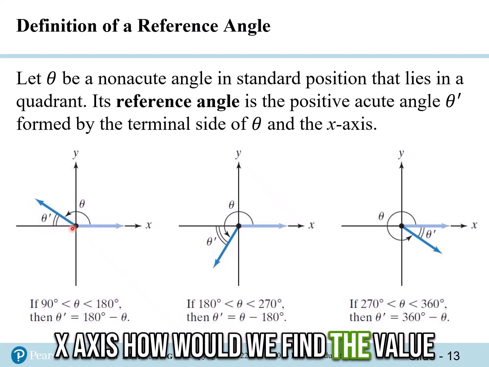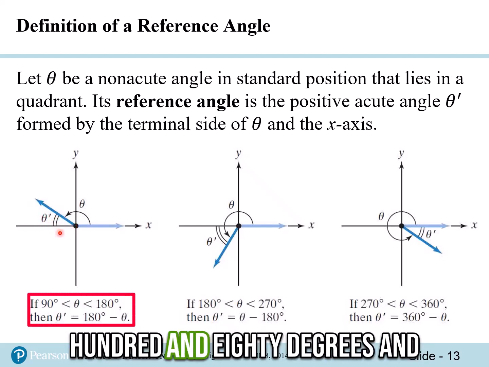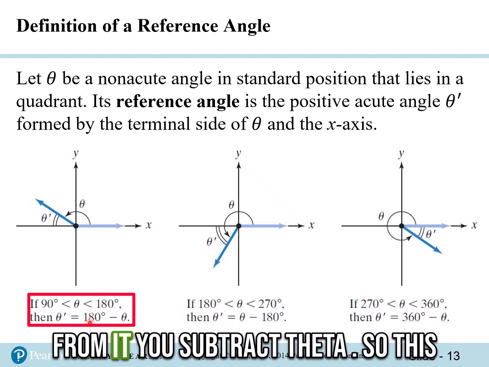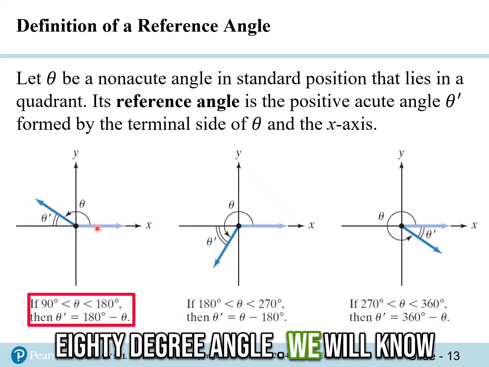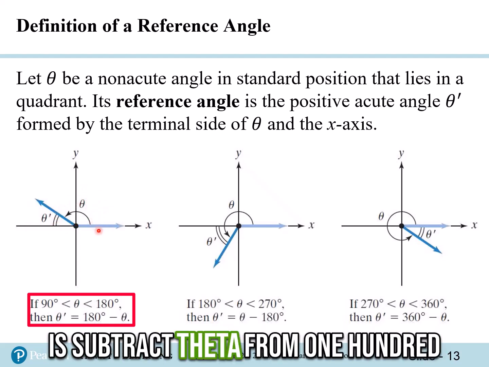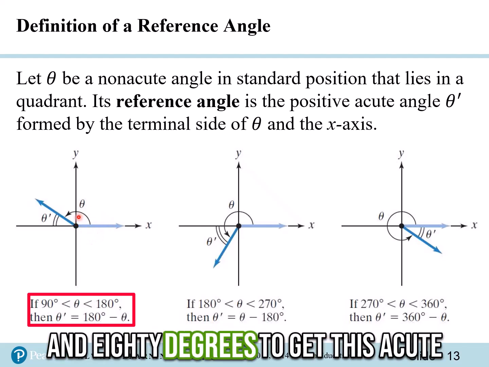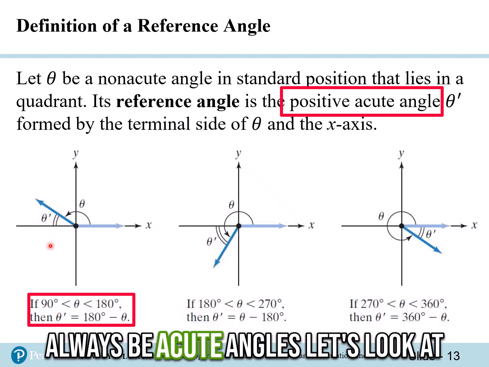How would we find the value of this angle? You just take 180 degrees and from it you subtract theta. So if this x-axis makes a 180 degree angle, we will know the value of theta. All we have to do is subtract theta from 180 degrees to get this acute angle. Reference angles will always be acute angles.